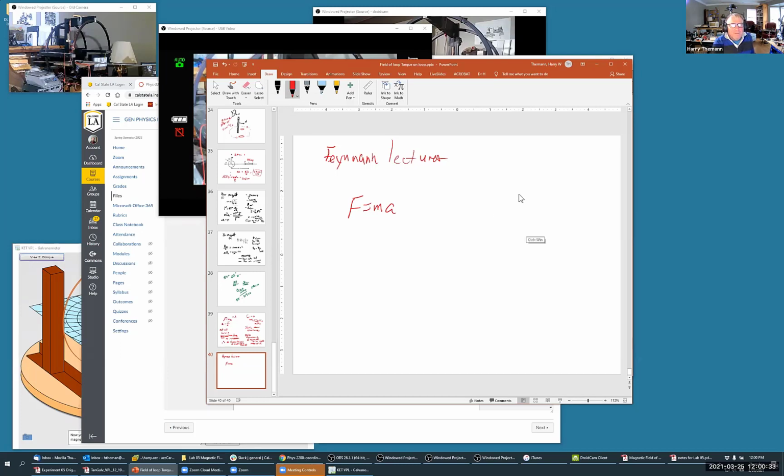Oh well. So in the translational world we have F equals ma, and in the rotational world we have torque equals I theta double dot, which is I alpha, that's right. Theta is the rotational coordinate, omega is rotational speed, and alpha is rotational acceleration.